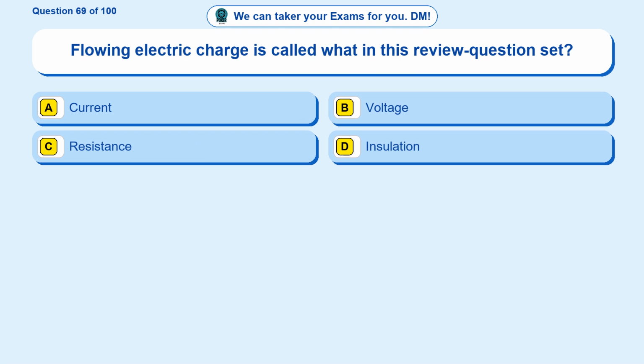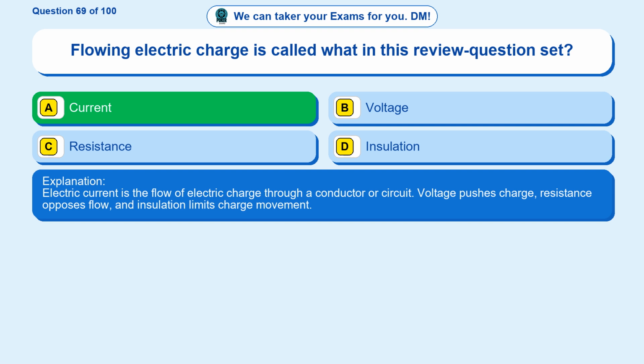Question 69. Flowing electric charge is called what in this review question set? Option A, current. Option B, voltage. Option C, resistance. Option D, insulation. The correct answer is option A. Current. Electric current is the flow of electric charge through a conductor or circuit. Voltage pushes charge, resistance opposes flow, and insulation limits charge movement.